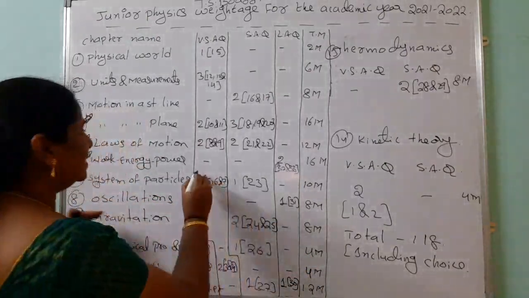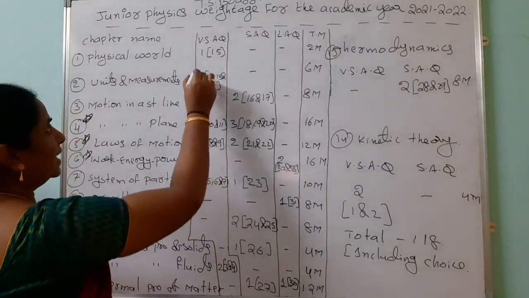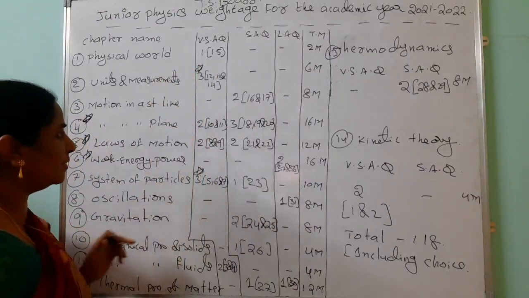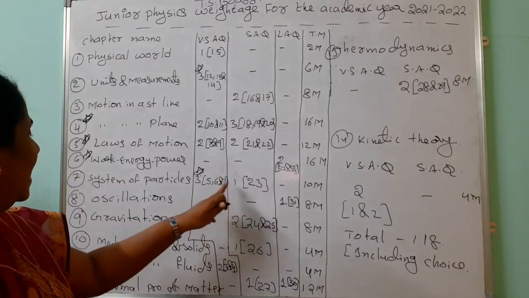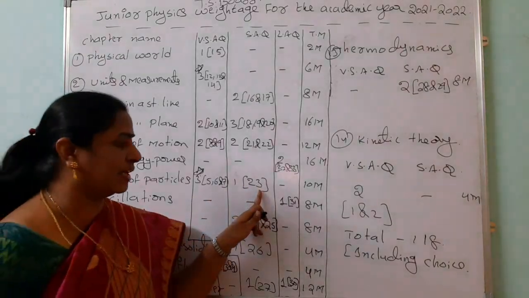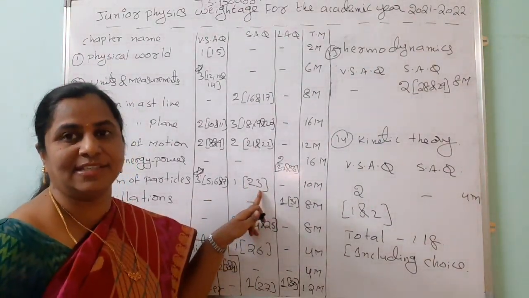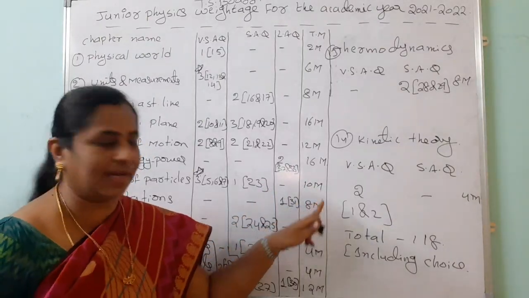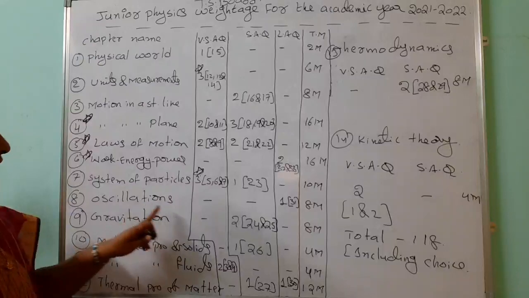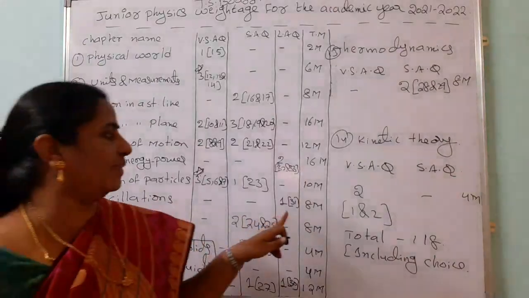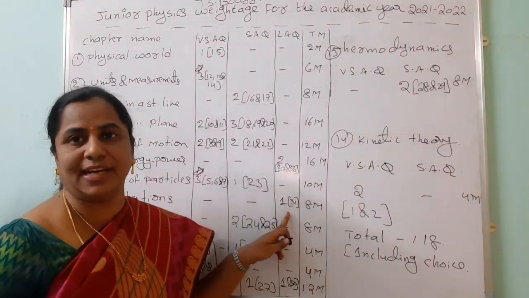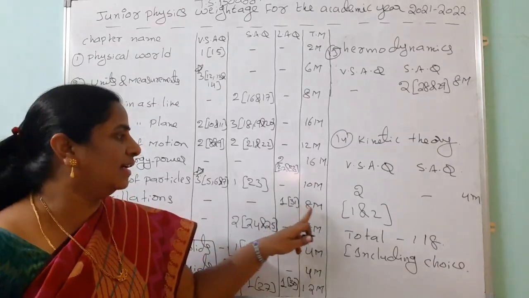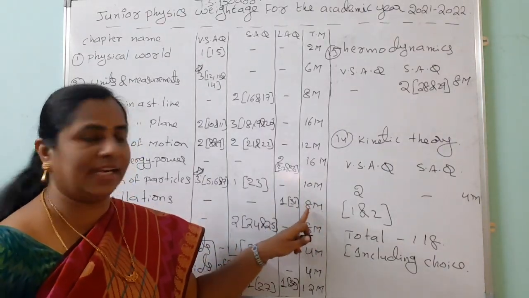Look here, VSAQs wise system of particles, units and measurements are having the more weightage, and we are expecting one more short answer from the system of particles as question number 23. Total weightage of this chapter is 10 marks. Then oscillations. Oscillations also very easy chapter, but LAQ we are expecting one from the oscillation. Total weightage of this chapter is 8 marks.